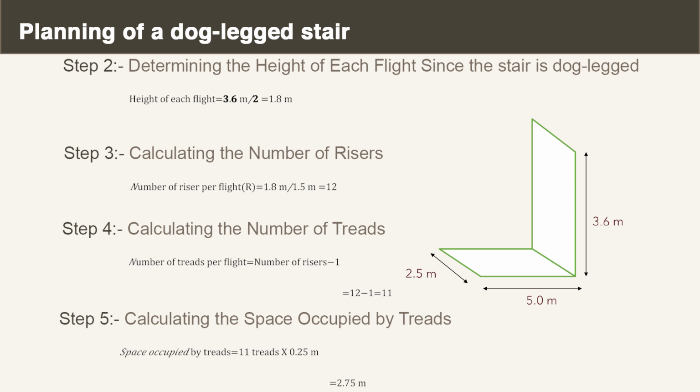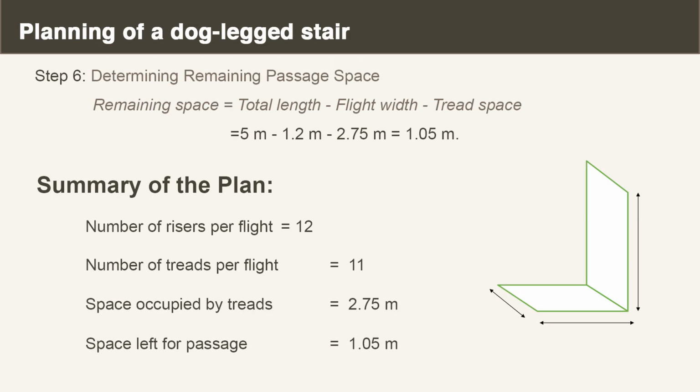The space occupied by the threads is calculated by multiplying the number of threads by the thread T value. So, space occupied by the threads is equal to 11 threads multiplied by 0.25 meter, which is equal to 2.75 meter. Step 6, determining the remaining space for passage.